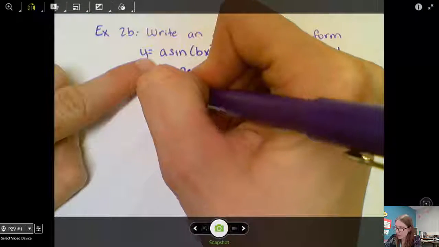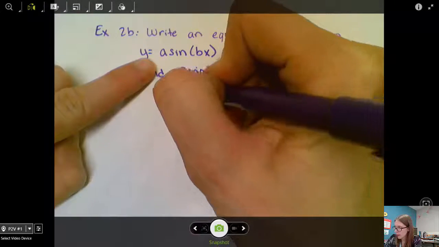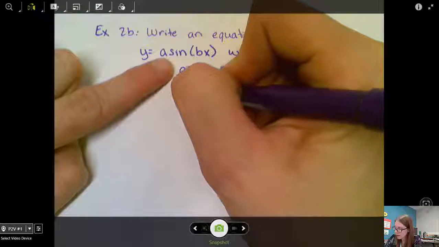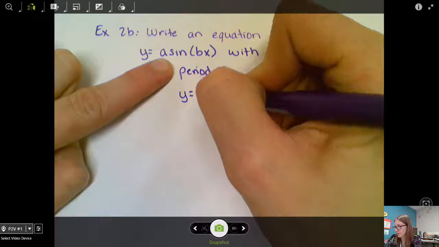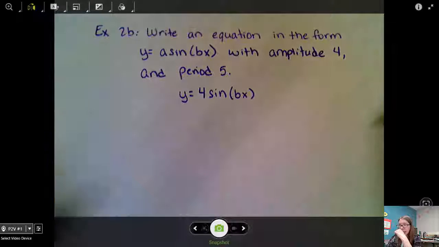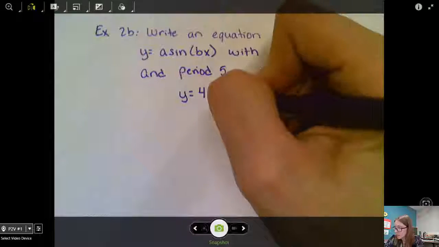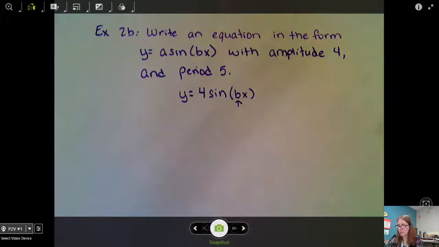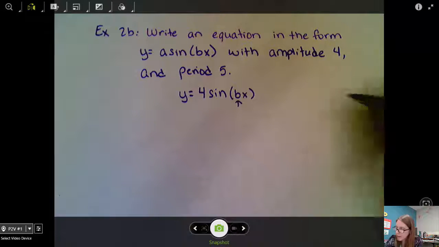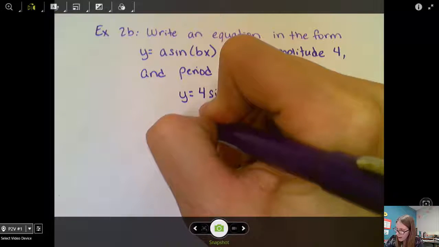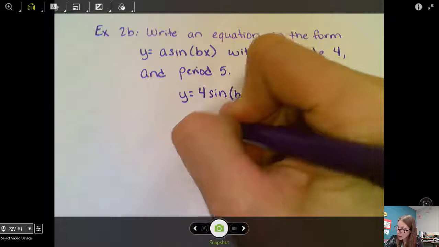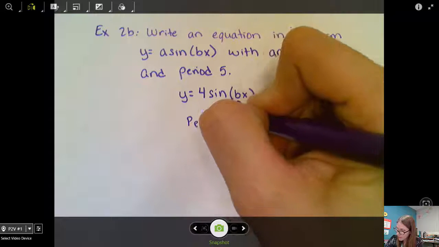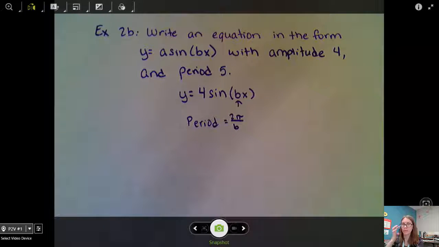So I know we're going to have y equals, amplitude is 4. y equals 4 times the sine of something times x, but I still have to figure out what b is. Well, let's think for a second, because I know we want to have the period of 5. And to find the period, if we have the equation, we find the period by taking 2 pi divided by our b value.